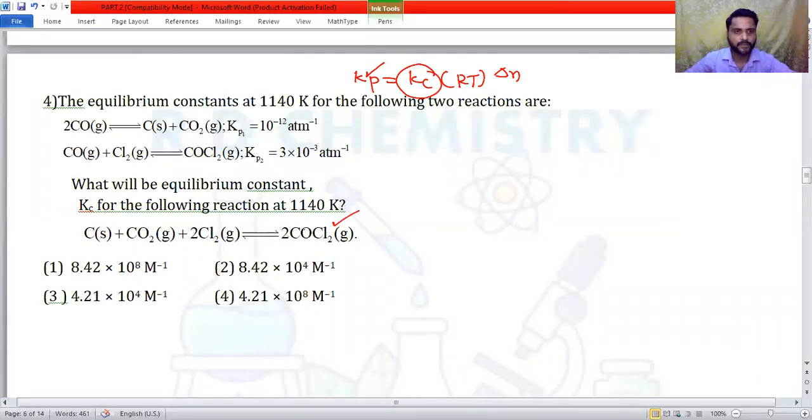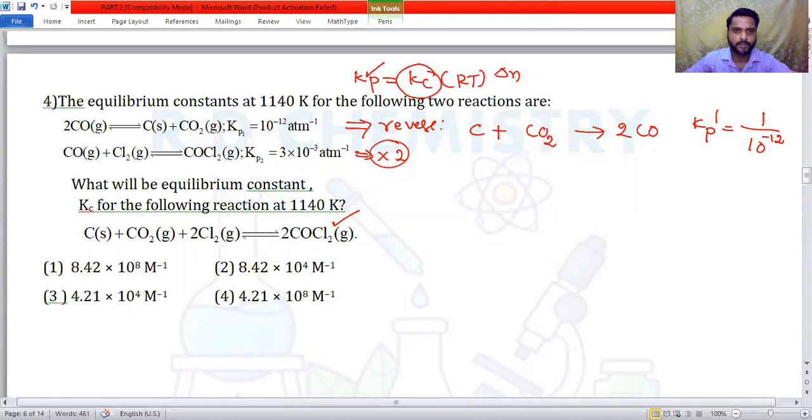Now, how do we get the third equation using the first two equations? Let me write the first equation reversed. When I reverse the equation, carbon plus carbon dioxide gives 2 moles of carbon monoxide. When I reverse the equation, let it be Kp dash, which becomes the reciprocal: 1 divided by 10 to the power minus 12. Then I'll multiply the second equation by 2.